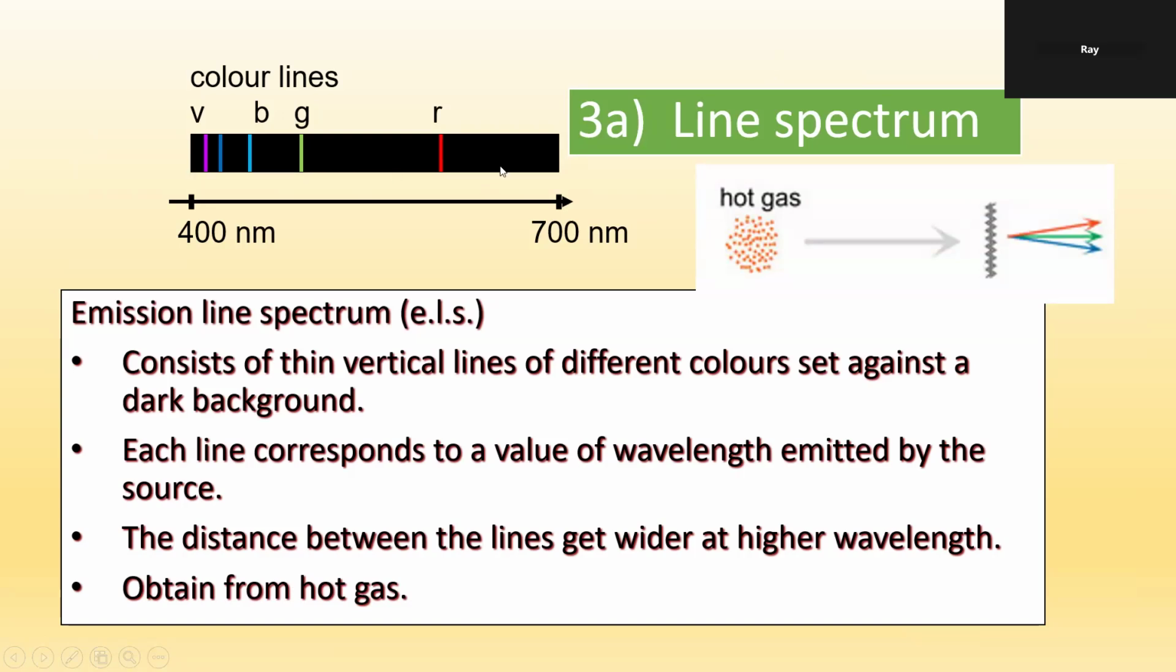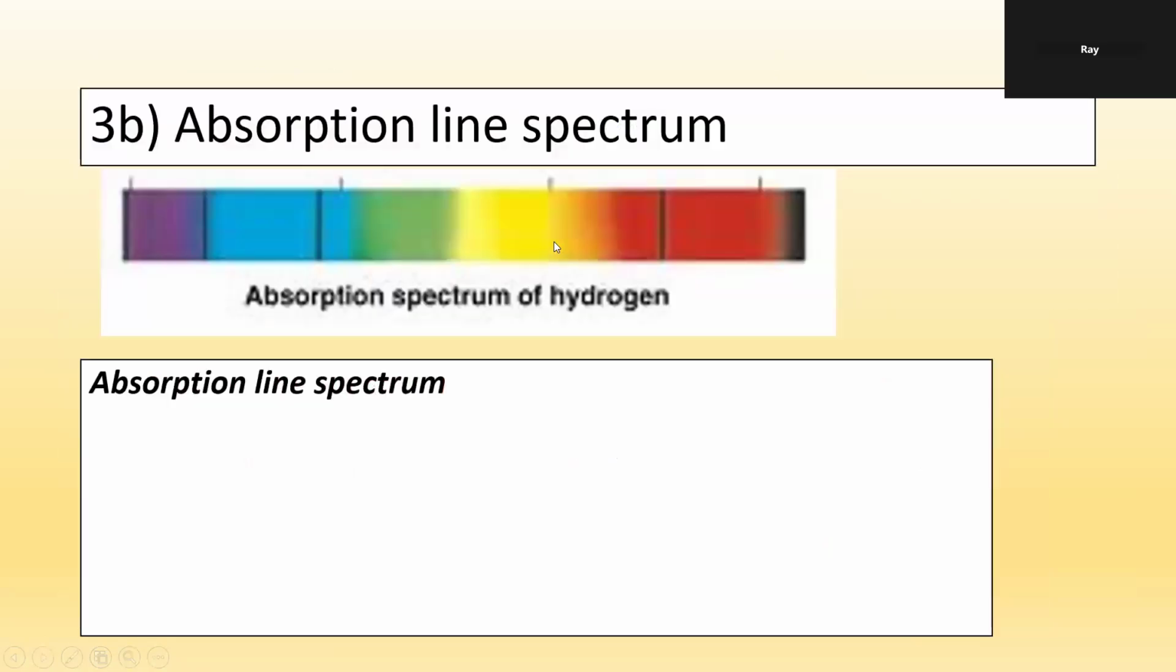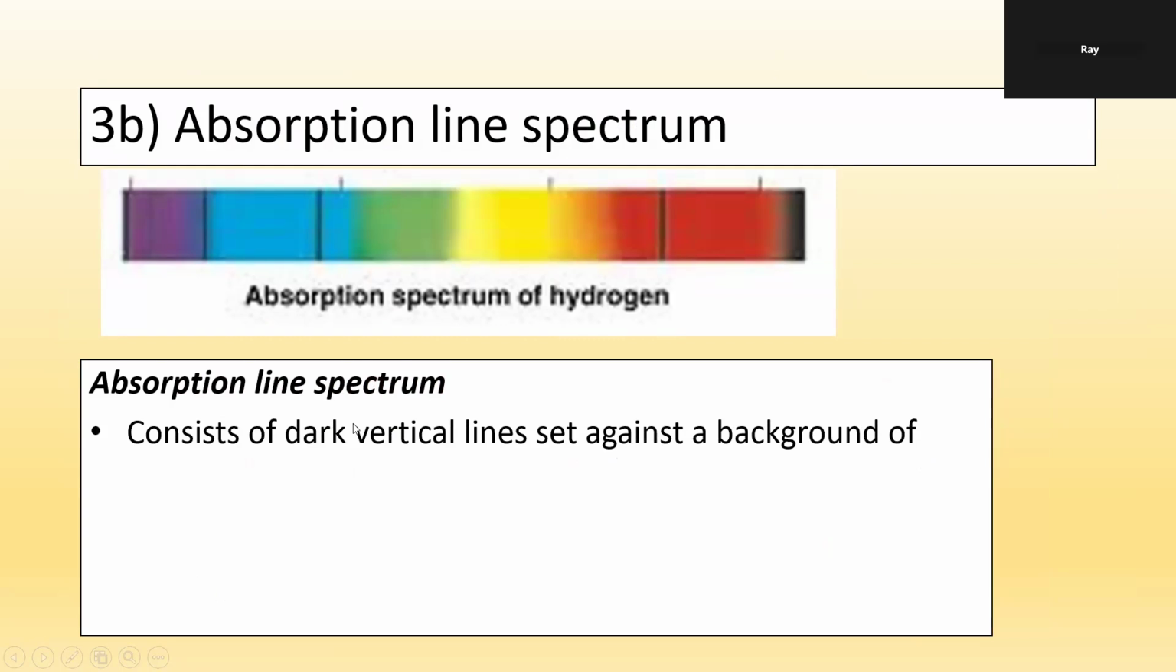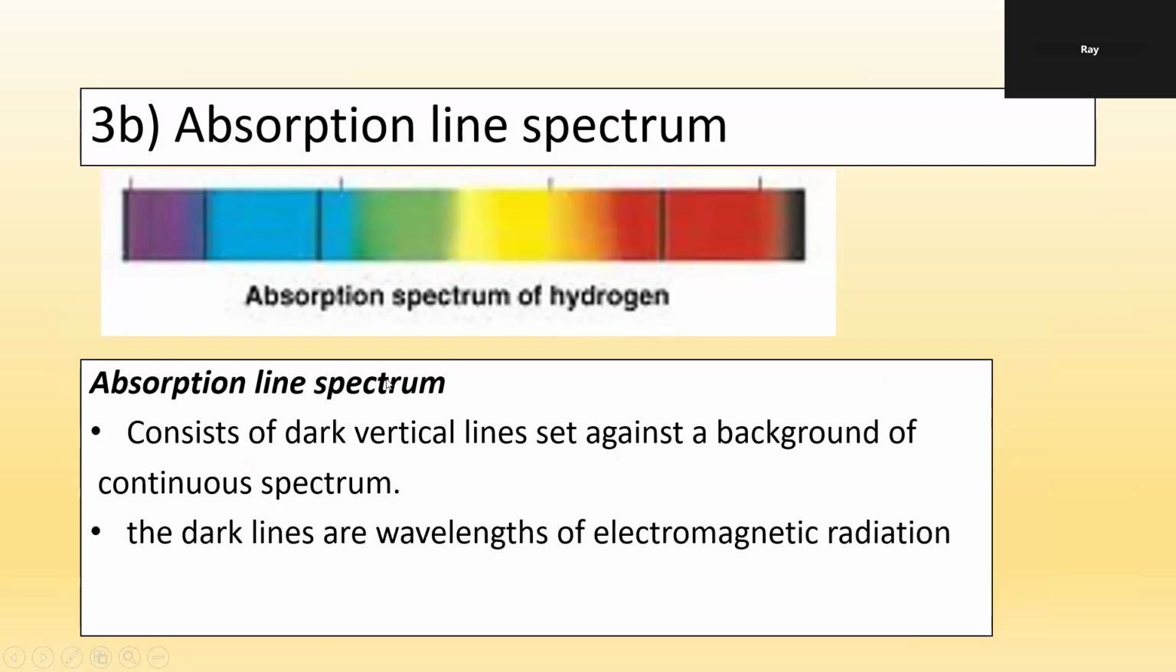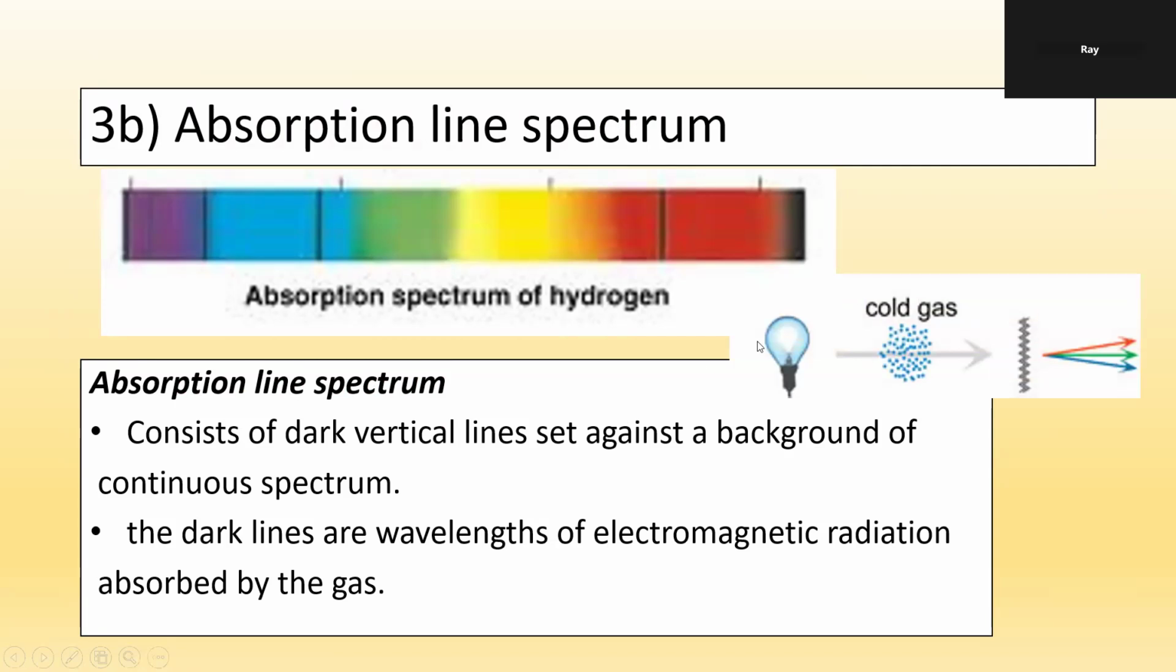Absorption line spectrum, it's the same, except you see dark lines. It consists of dark vertical lines set against a background of continuous spectrum. What does it mean? Dark lines are wavelengths of electromagnetic radiation absorbed by the gas. That's a continuous, this is the emission from the lamp, continuous spectrum passing through cold gas, diffraction grating, and that's what we see.